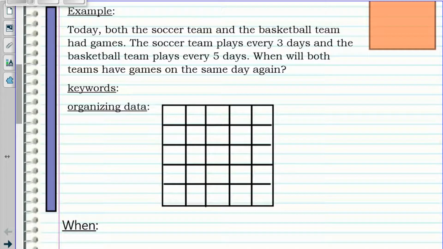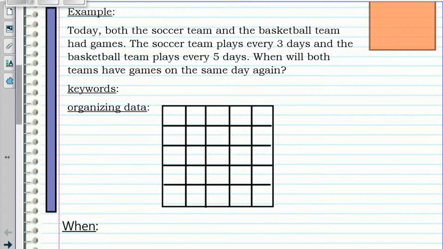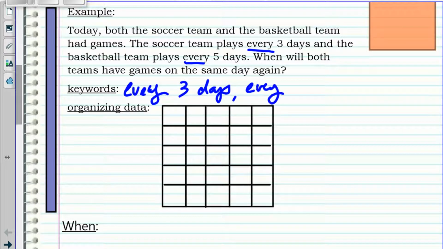So here's what I'm going to do. I'm going to use 2 different colors: green for soccer and blue for basketball. What are the keywords here? Every 3 days and every 5 days. And then they want the same day.